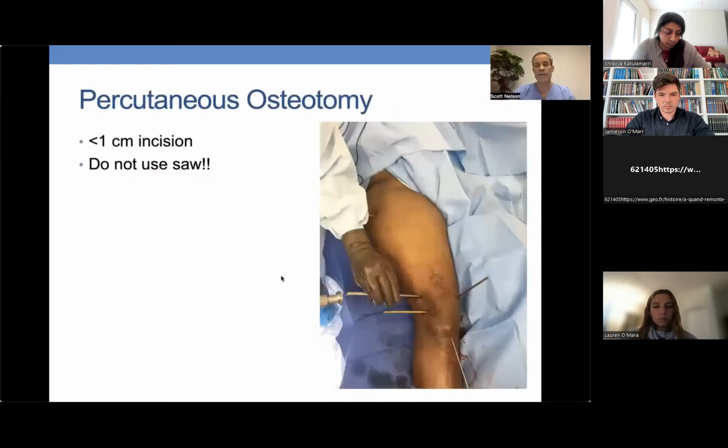And then we put the osteotome through just a very small 1 centimeter incision. You don't want to use a saw for this. You don't want to open up the osteotomy very much. We just drill a few holes and then put the osteotome there and crack the bone in as biologically friendly a manner as possible.